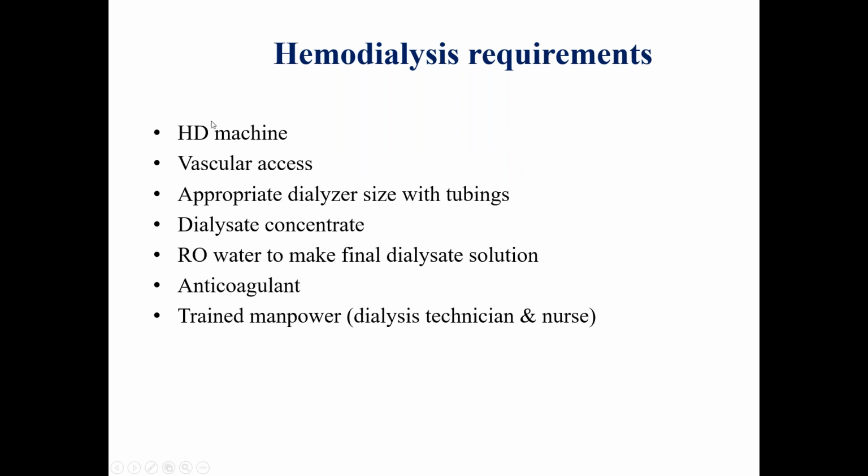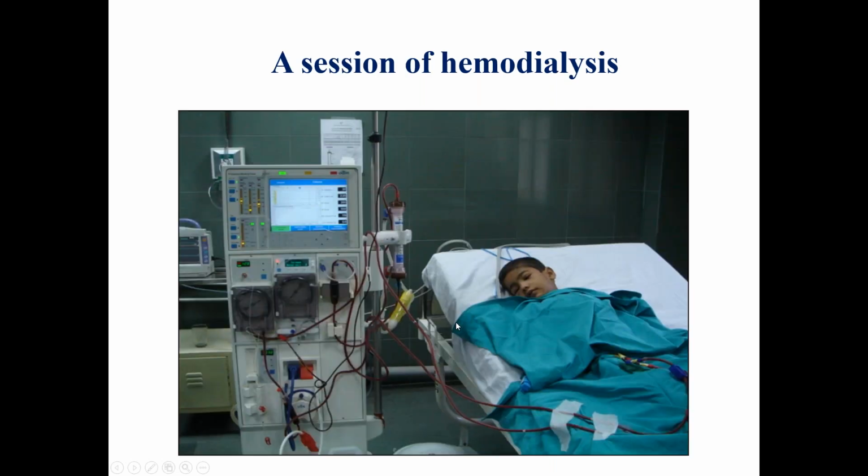For hemodialysis, essentially you need much more expertise. You need a hemodialysis machine, you need a vascular access, you need appropriate size dialyzers with tubings, you need a dialysate concentrate, you need an RO unit which you will mix with dialysate concentrate to make large amounts of dialysate solution. Because it's an extracorporeal method, you also need an anticoagulant like heparin during the dialysis process. So for achieving all this, you need trained manpower, not just the nephrologist and the trained resident. You need a dialysis technician and a nurse who would be doing this procedure.